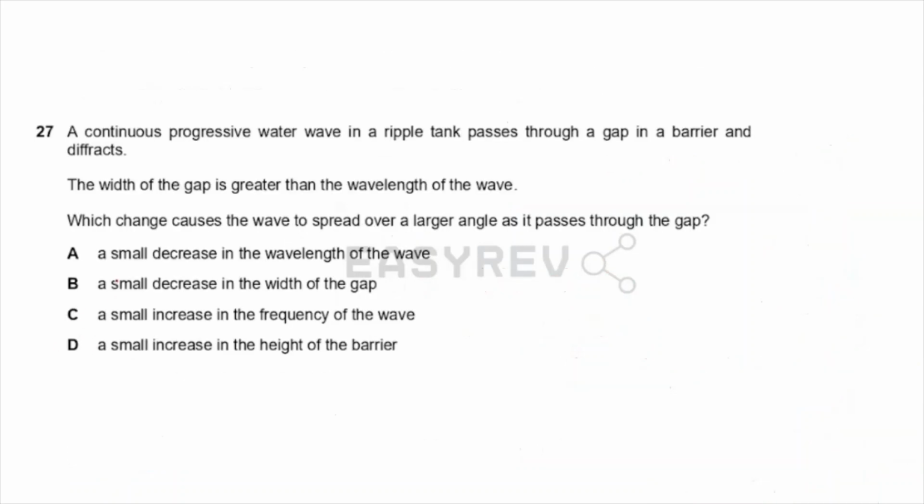27 says, a continuous progressive wave, a water wave in a ripple tank passes through a gap in a barrier and diffracts. The width of the gap is greater than the wavelength of the wave. Which change causes the wave to spread over a larger angle as it passes through the gap? When you're talking about a spread over a larger angle, you want more diffraction. To affect diffraction, you can either change the wavelength or the gap size. Only one of these two things can affect the diffraction.